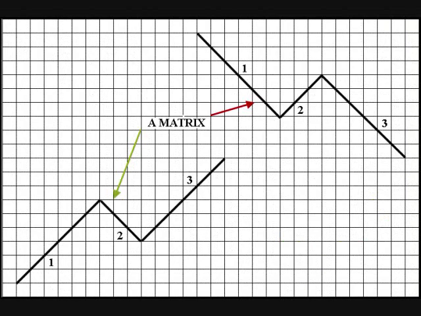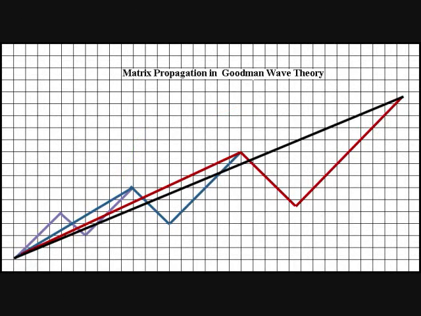In Goodman wave theory, the 3 bounce swings, FPS, SS, and SPS, form a matrix. In Goodman, every matrix becomes an FPS for a larger matrix. This is called propagation. Matrices propagate into larger and larger matrices. Small matrices are said to be nested in larger matrices. The Bounce FPS, SS, SPS now become a propagation first primary swing.